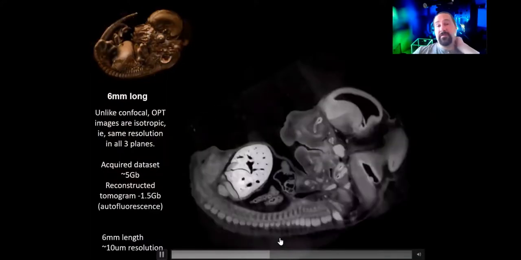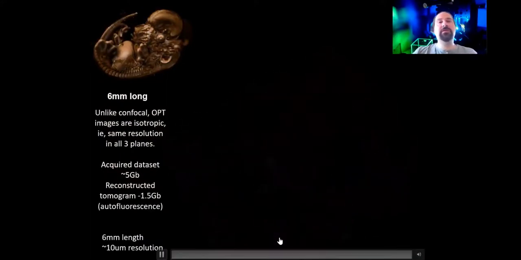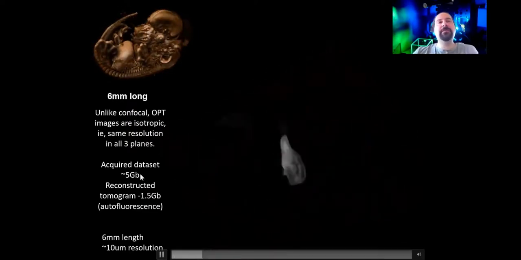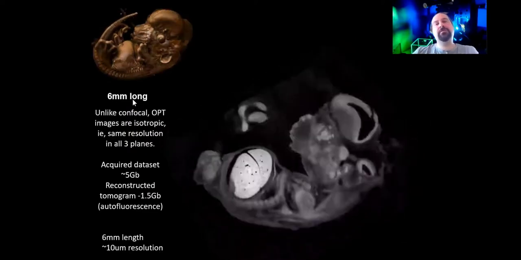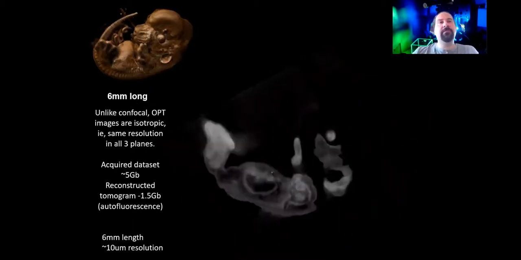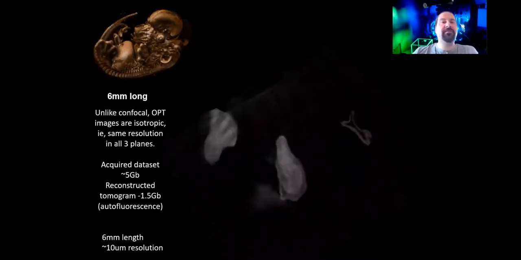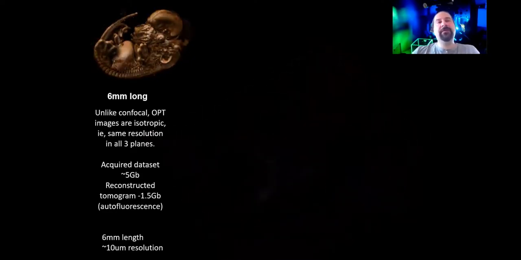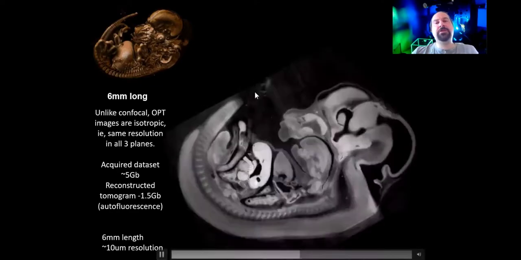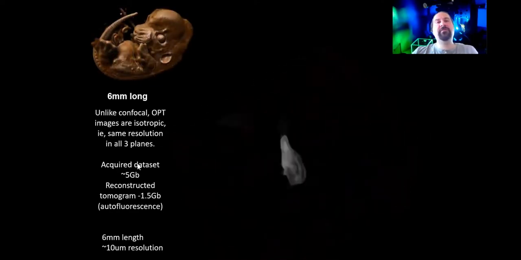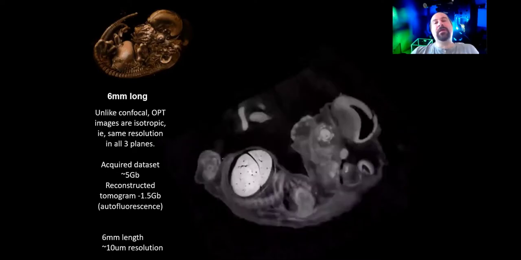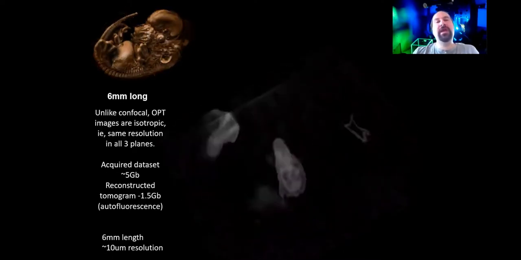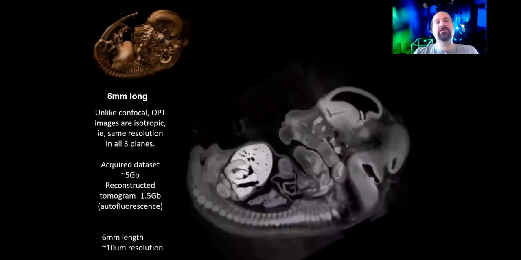Now, how good are these images? Is it worth it to build this thing? Well, this is an example of a fairly large, but still small sample. It's a 6 mm mouse embryo at, I believe, 14 days of development, a little bit beyond halfway through development. And it's probably not quite clear to you at this point, but one of the advantages of optical tomography is that these images are isotropic. You can get the same resolution no matter which angle you look from.